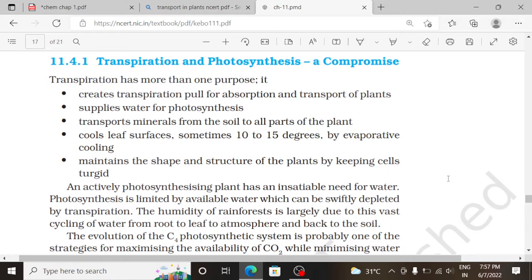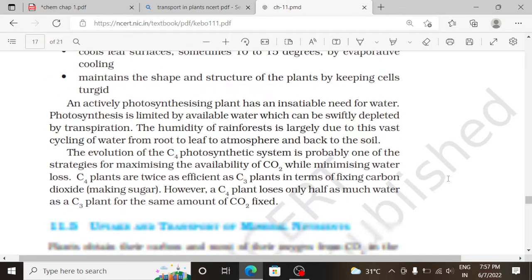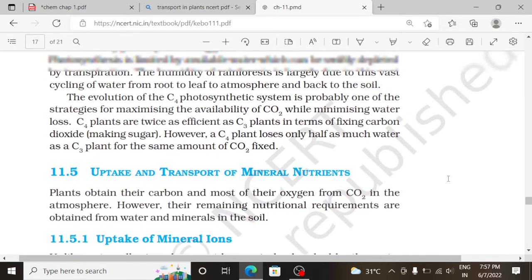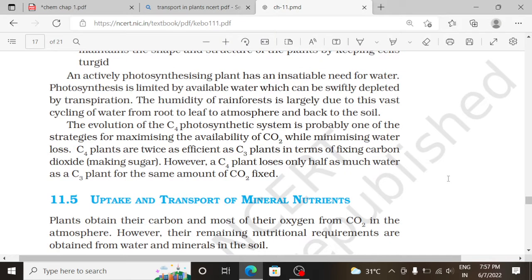It cools leaf surfaces, sometimes 10 to 15 degrees, by evaporative cooling. It maintains the shape and the structure of plants by keeping cells turgid. An actively photosynthesizing plant has an insatiable need for water. Photosynthesis is limited by available water, which can be swiftly depleted by transpiration.